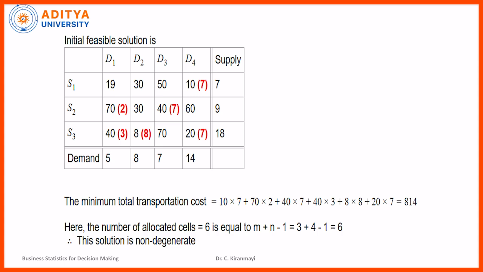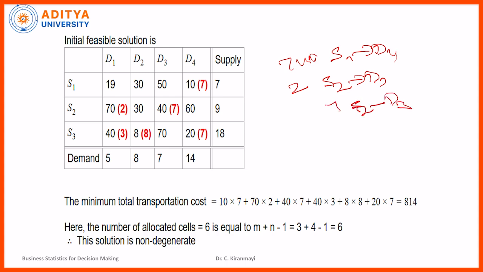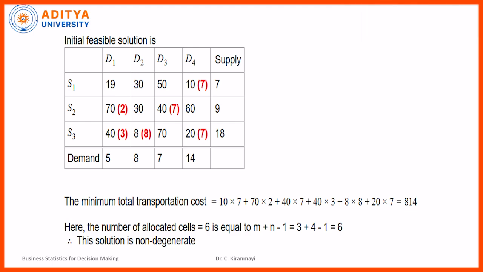We can also understand that, in order to minimize the transportation cost, 7 units must be supplied from S1 to D4. Next, 2 units must be supplied from S2 to D1. 7 units must be supplied from S2 to D3. So, this is going to be the optimum allocation, right. This is how we can find how many units are to be supplied from each source to each destination so as to minimize the transportation cost using the least cost method.